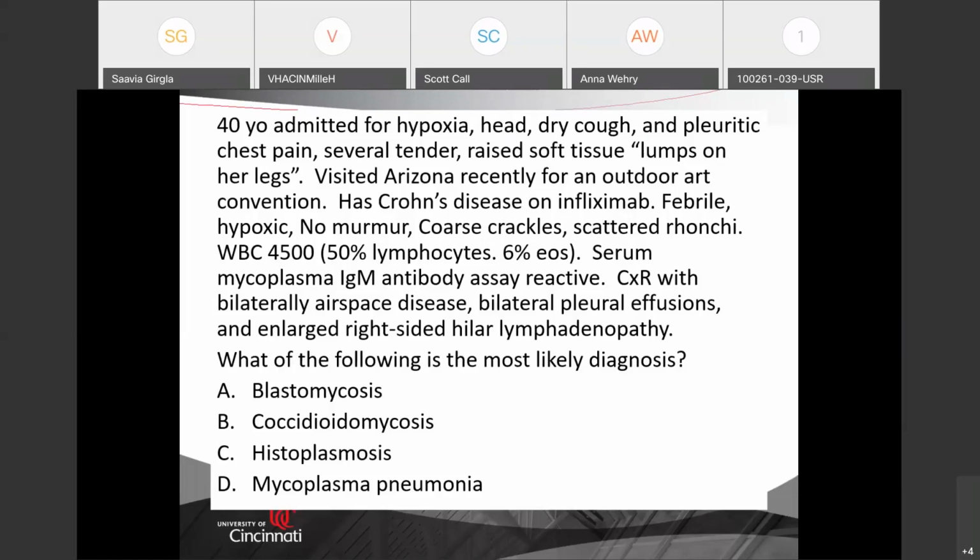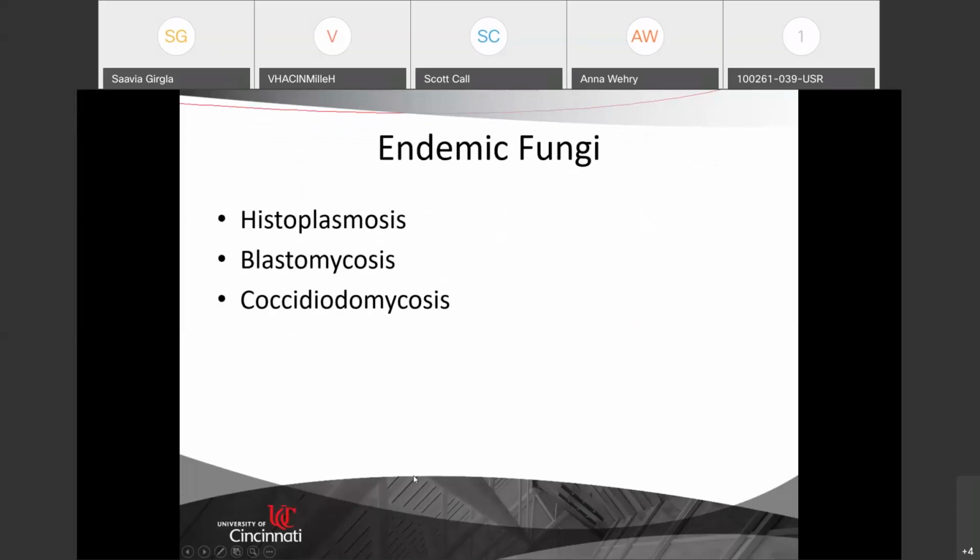So giving you a little time to think about it, you know we're at a fungus talk, so mycoplasma is probably not the right answer. And so you're between the three, and based on the risk that they gave you, coccidioidomycosis is the answer. So coccidioidomycosis would be this patient. And so I really want to talk about the endemic fungi within the United States.